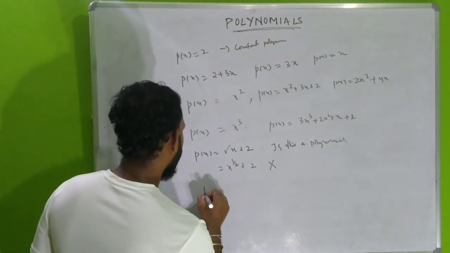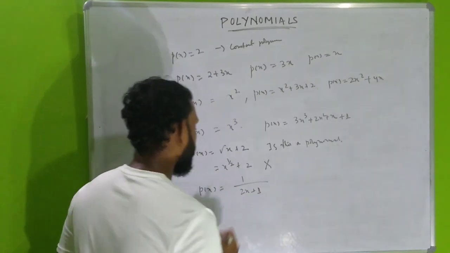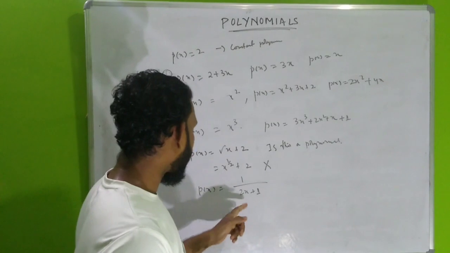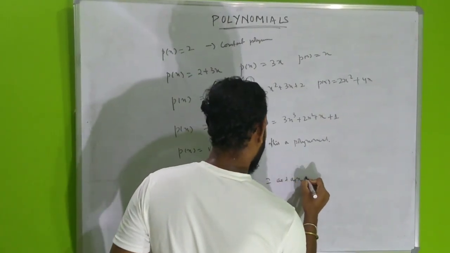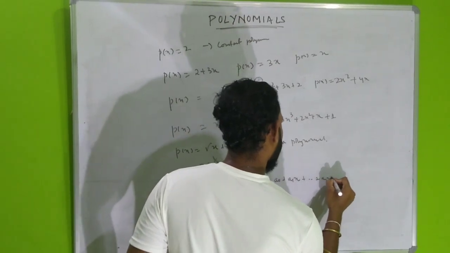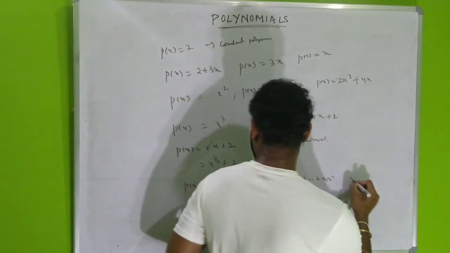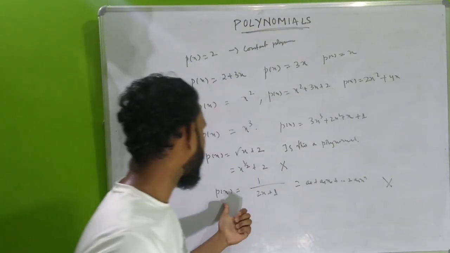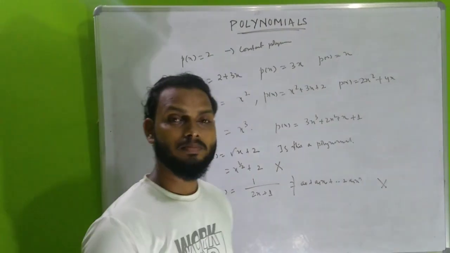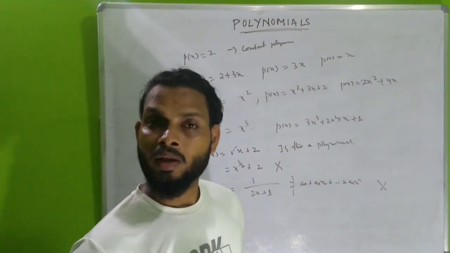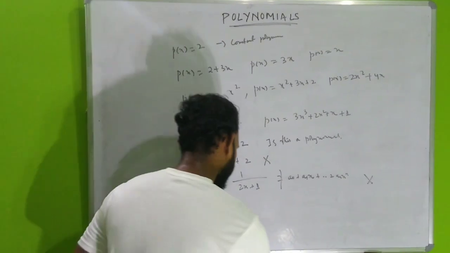Similarly, p(x) is equal to 1 by 2x plus 1. Here you can see I cannot write this as p(x) is equal to a0 plus a1x up to an x to the power n. So this is not an example of a polynomial. p(x) is equal to 1 by 2x plus 1 is not a polynomial. Okay, let me give you another definition.